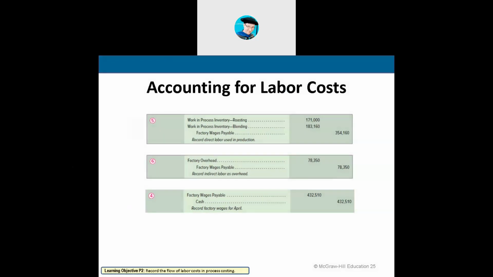Labor in each department: we debit work in process inventory roasting and blending, and we credit factory wages payable. This shows the accrual of the labor for the employees in those two departments. And we add additional factory overhead by debiting factory overhead, credit factory wages payable. And then, of course, we pay our employees.